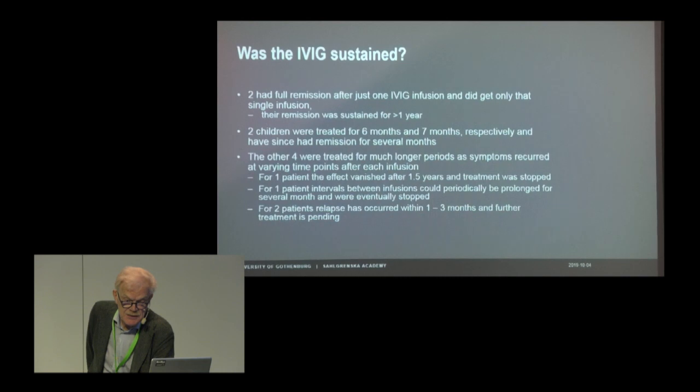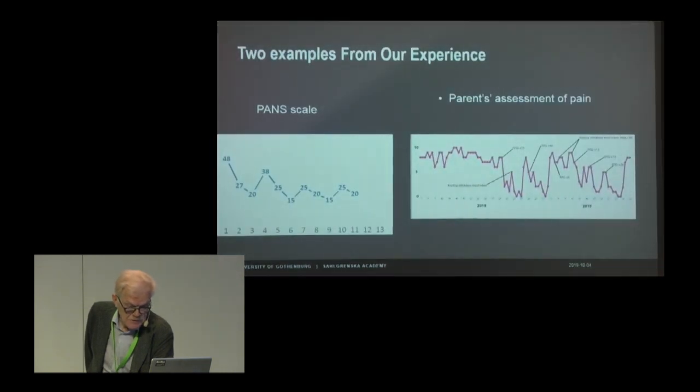And just to give examples of what can happen, this is a PANDAS scale for 1 patient, and you see it varies in relation to the immunoglobulin treatment. For the other patient, the parent sent me the assessment of pain that was severe for this patient, and you see how it fluctuates with immunoglobulins, and when we stop the immunoglobulins, there is a recurrence and the patient needs further treatment.